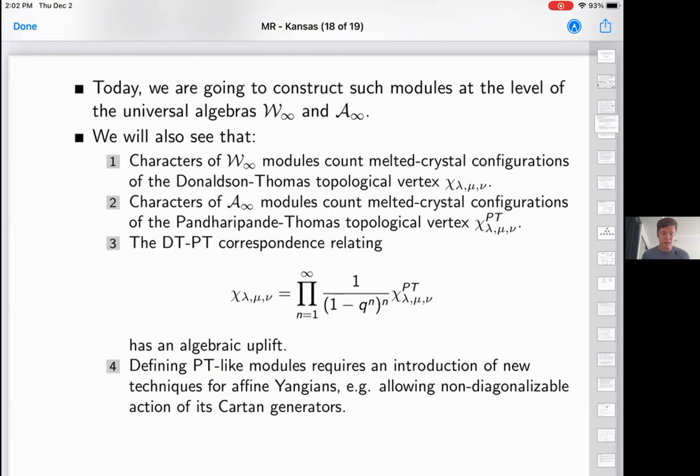Then we are going to see that the DT-PT correspondence relating the topological vertices in the following way actually has an algebraic uplift. And we are going to see that in defining explicitly the PT-like modules, we will need to introduce some new techniques in the representation theory of affine Yangians by, for example, allowing non-diagonalizable action of its Cartan generators.